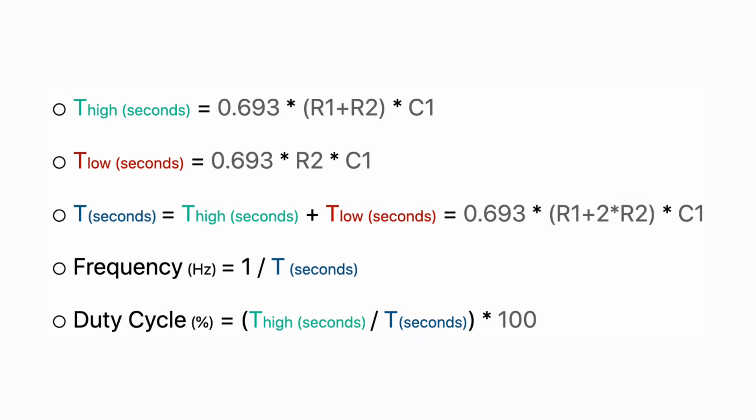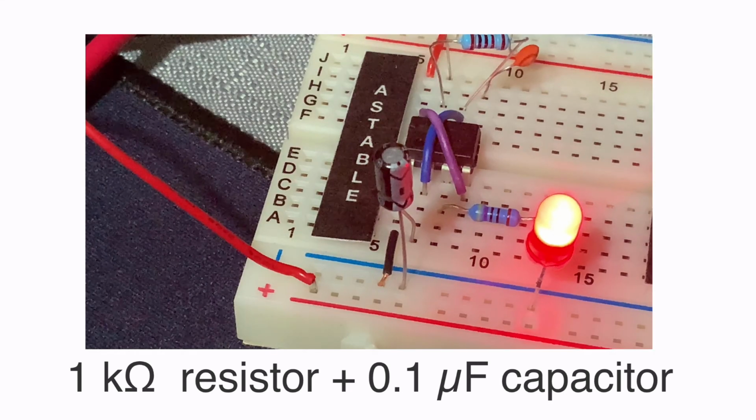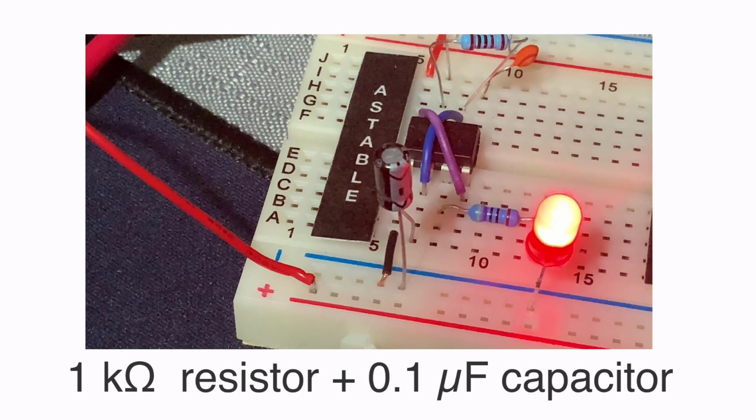Also, be careful when you're doing this calculation to convert the component resistance and capacitance values to ohms and farads. If you use a smaller resistor and capacitor value, you'll get shorter pulses and higher output frequencies. For example, if you use a 1 kilo ohm resistor and a 0.1 microfarad capacitor, each cycle would last just a few millionths of a second.